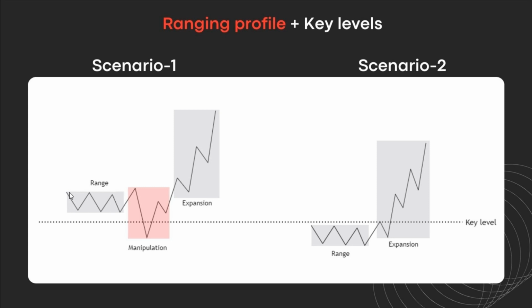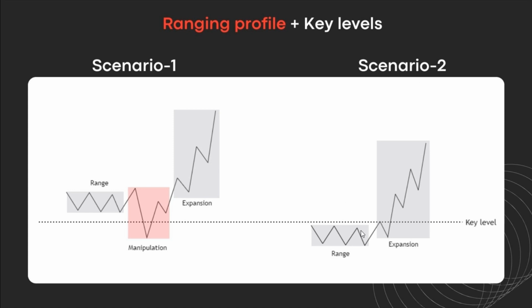Now the first scenario is when price forms a range above a key level, and you can see right here that the ranging profile has ended without any key level tested. That key level isn't tested in the ranging profile, right? So in that case, what are we going to expect? We're going to expect a manipulation profile to form, and that manipulation profile will test that key level. And once that key level is tested and the manipulation profile ends, the only profile we can expect after a manipulation profile is an expansion profile in the opposite direction, right? So that was the first scenario we can have based on the combination of ranging profile and key levels.